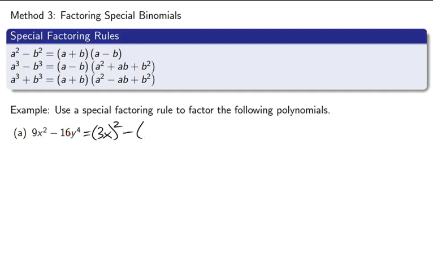Something similar happens here. 16 is 4 squared, and y to the fourth is y squared. It's kind of like I just divided the power by 2. So as long as these powers are even, and these numbers are perfect squares, I can use this method. So simply put, from here, this is my a, this is my b. So I have a plus b times a minus b.